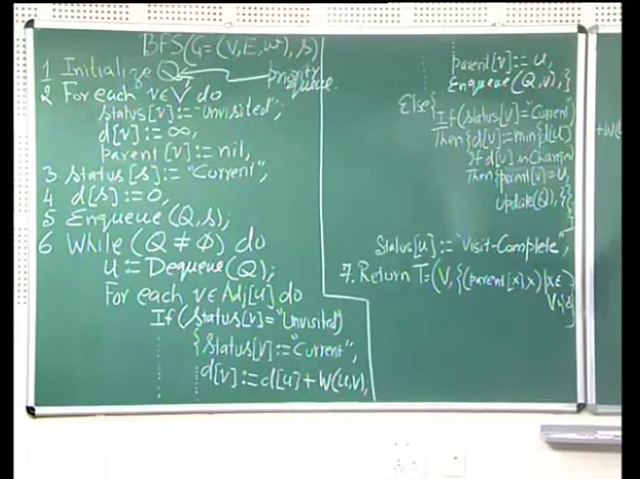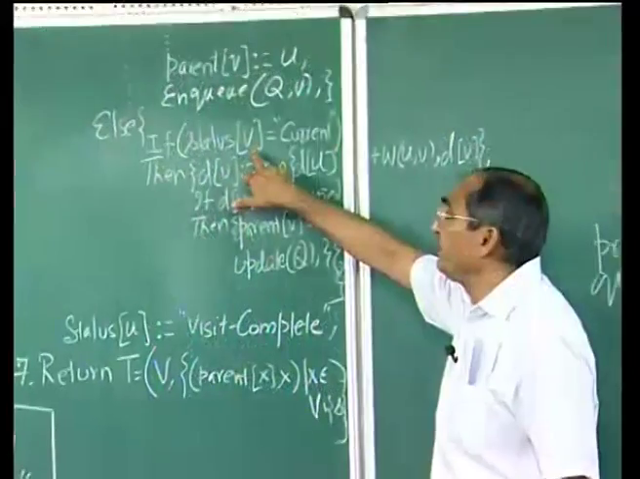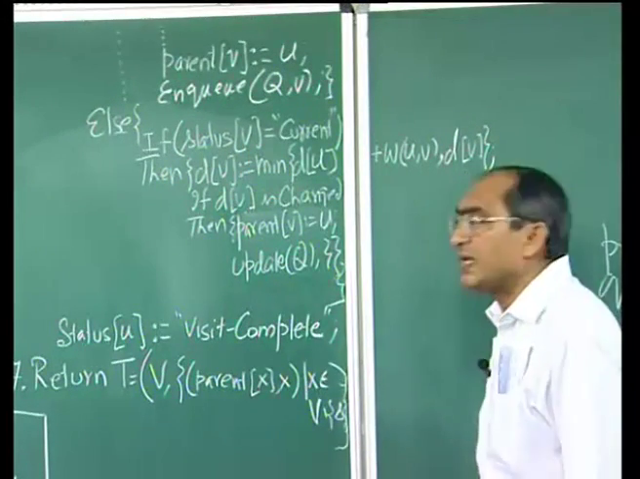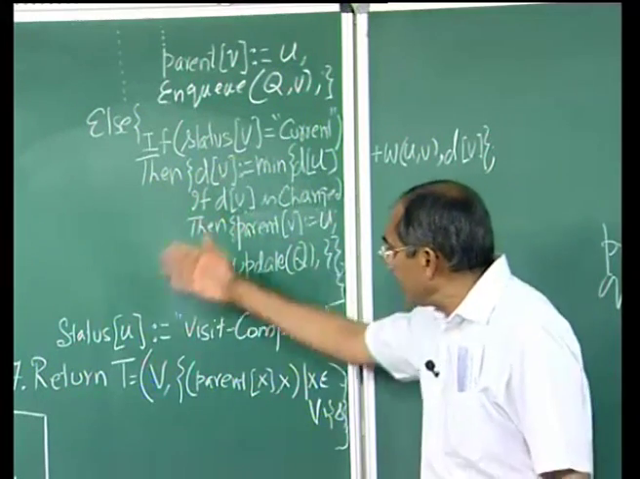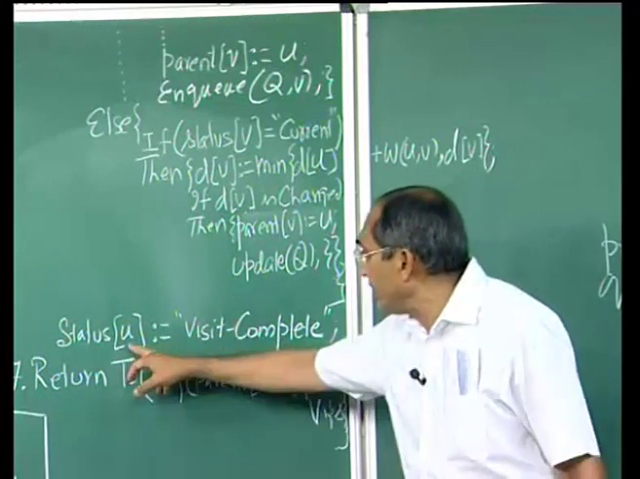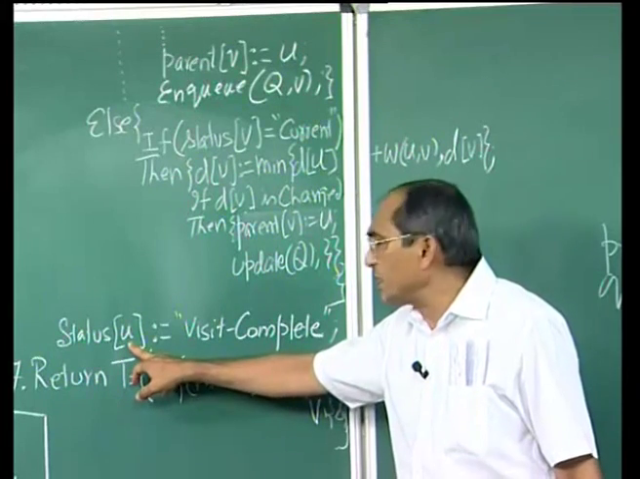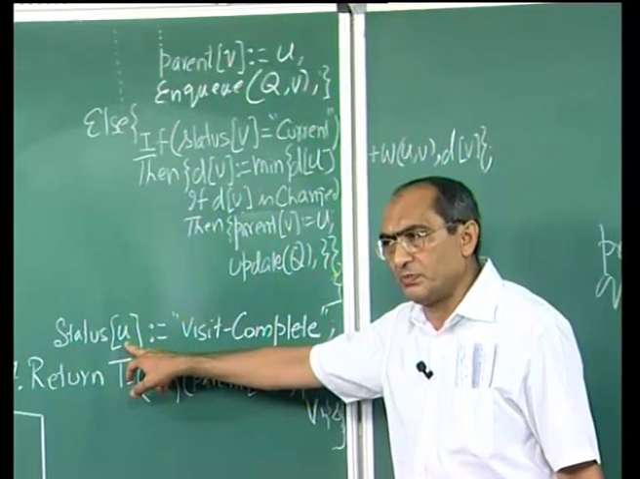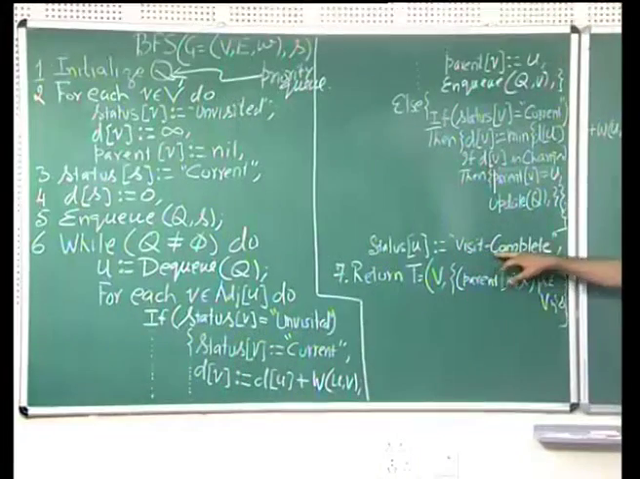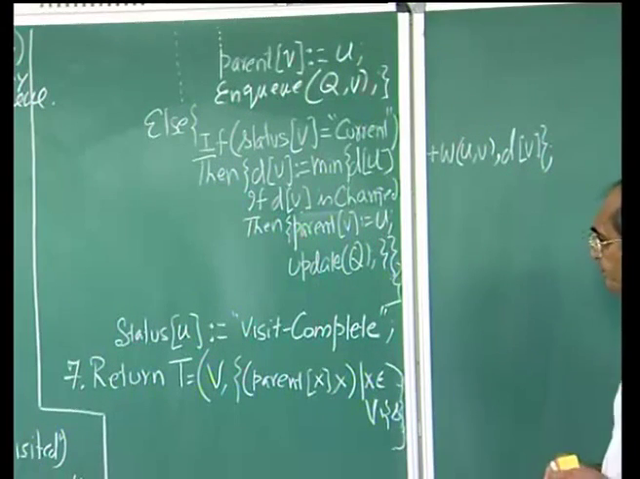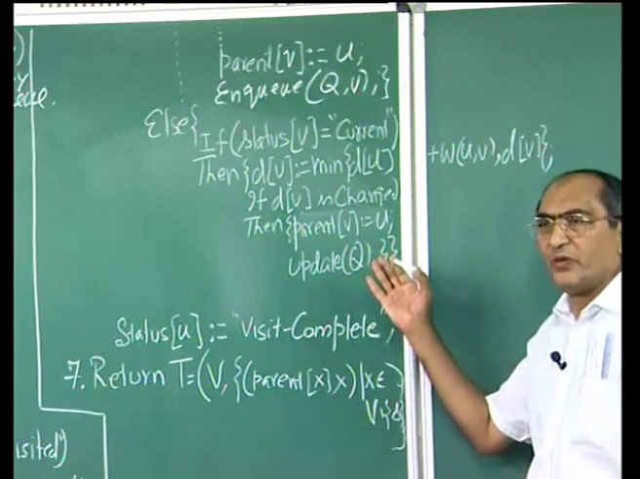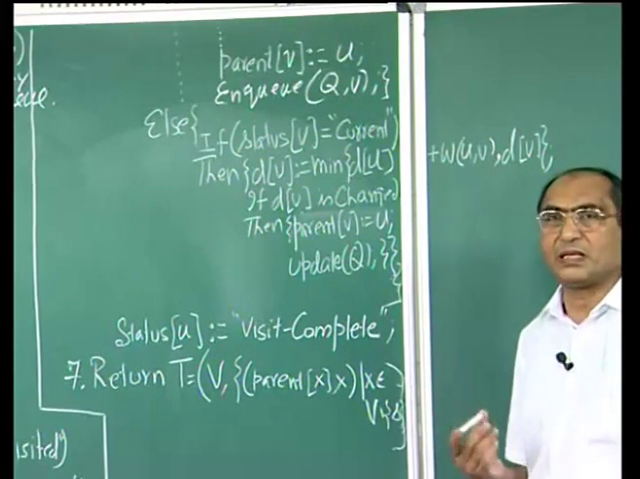What happens when the status of v is visit complete? We do nothing in this case, and then we just normally complete the thing. Vertex u, which was being expanded in this iteration, gets into visit complete status, and we return this structure. Well, it seems it should work, but of course, we have to prove the correctness.